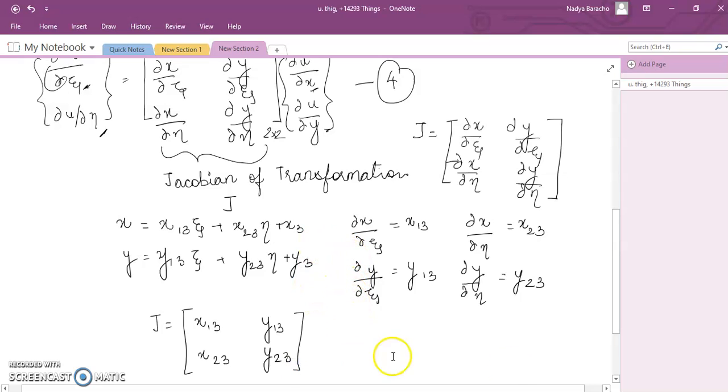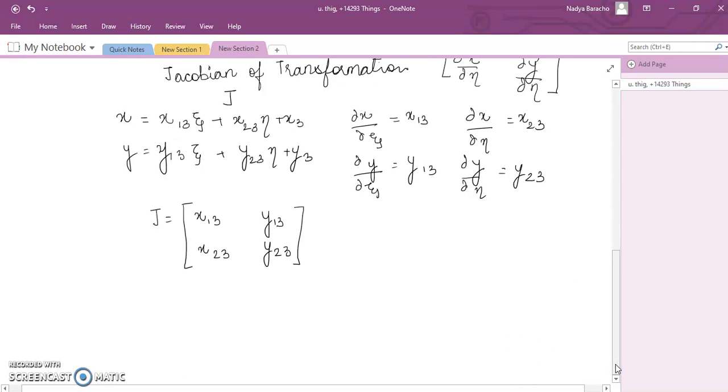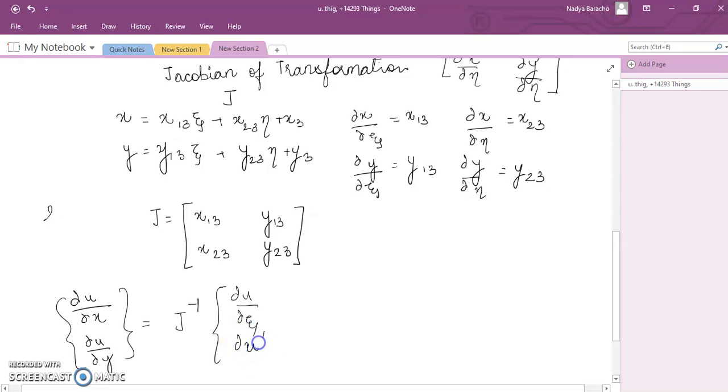Also from equation 4, we are now taking the matrix to the other side. So we have dou u upon dou x, dou u upon dou y equals, the Jacobian matrix will now be inverse, times dou u by dou zeta, dou u by dou eta. Let me label this as equation 5.